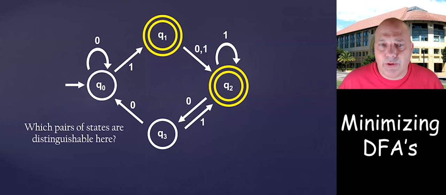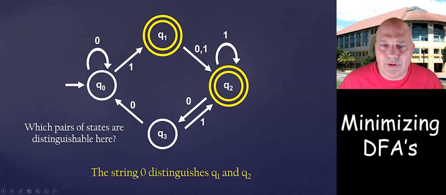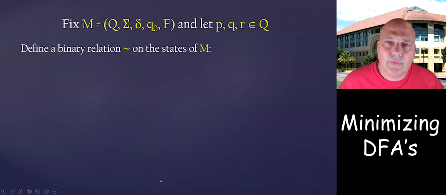So which pairs of states are distinguishable? There's no two states that are indistinguishable. So here the string 0 distinguishes Q1 and Q2.